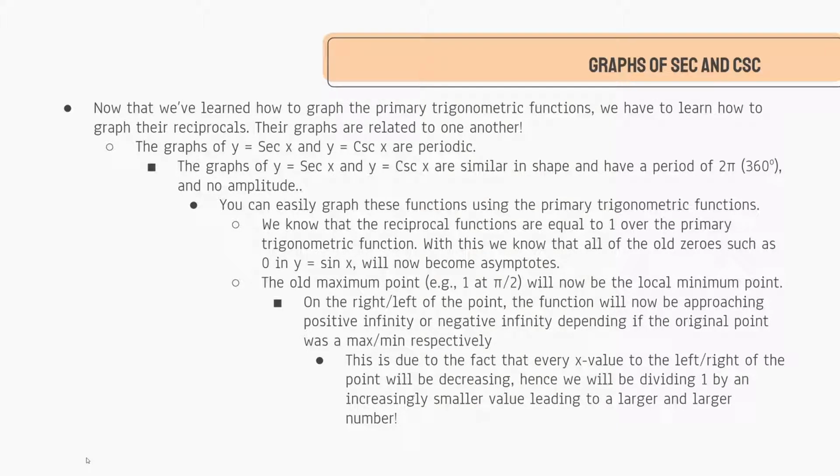The reason why I'm saying that it depends on the original point is, for example, if we had a maximum that was above the x-axis, to the left of that and to the right of that, we're going to approach positive infinity. However, if we were talking about a minimum point that was below the x-axis, we're going to be dividing by a very small negative number, which would mean that we're approaching negative infinity. I'll show you how to graph these functions in a moment.